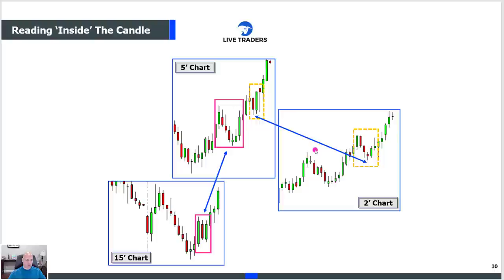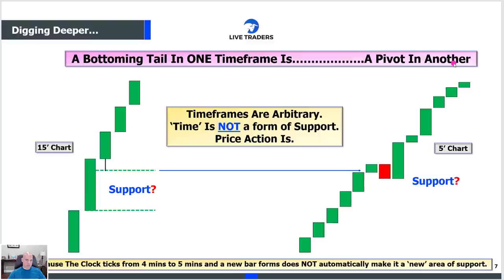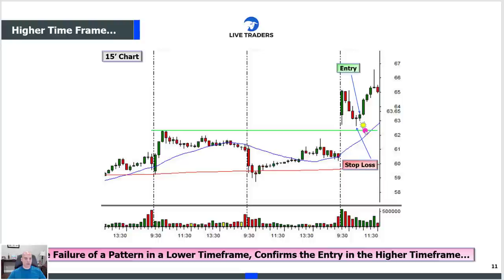So reading inside the candlestick is a very important thing to do, and it goes back to this. A bottoming tail in one time frame is a pivot in another, okay? Now, I showed you guys this a little while back, so you've seen this slide before, but I think a refresher is in order. We have a 15-minute chart here. Stock gaps up, rips, pulls back, and then rips again.